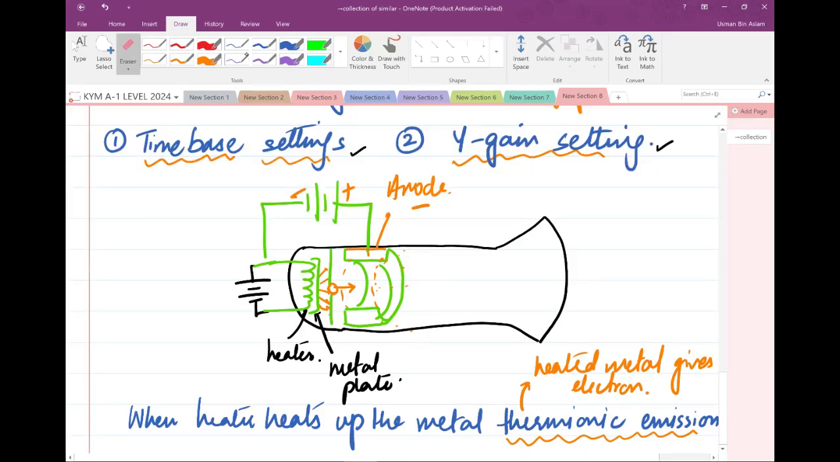Then I'm going to draw using different colors now. We have two horizontal metal plates, and these are called the Y plates or the Y deflecting plates. The Y plates are going to have a voltage on them. That voltage is going to come from a sensor, a potential difference or voltage from a sensor.